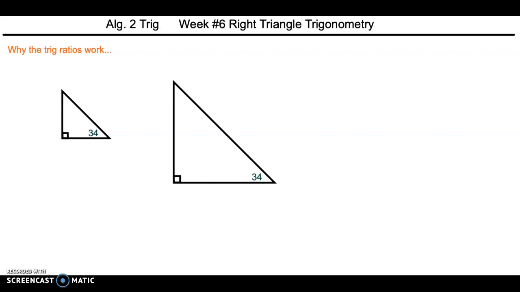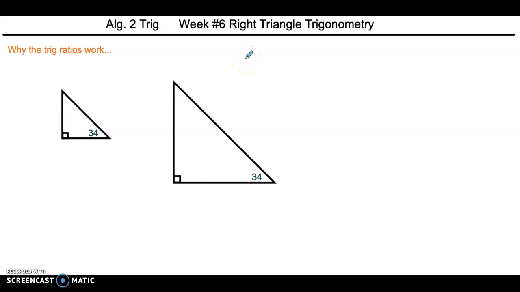Hello everybody, these are the notes for Algebra 2 Trig, week 6, like it says right there at the top of the screen. We are talking about right triangle trigonometry. This is the stuff that we are starting to get into as the whole world started changing.